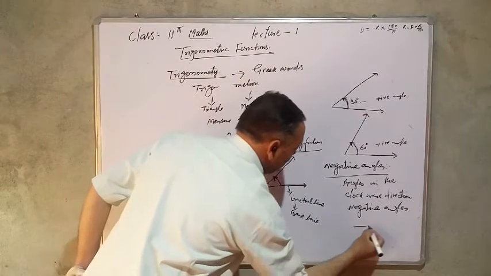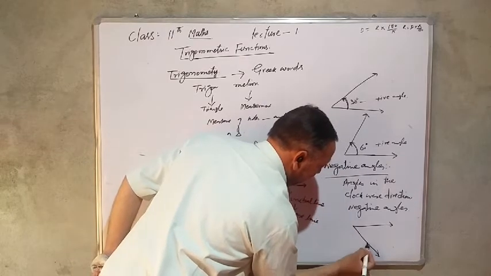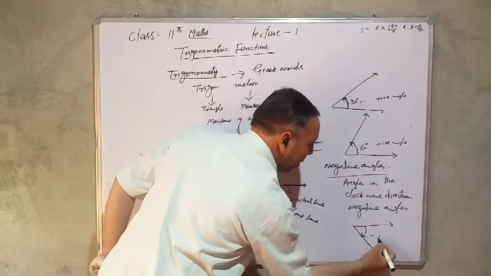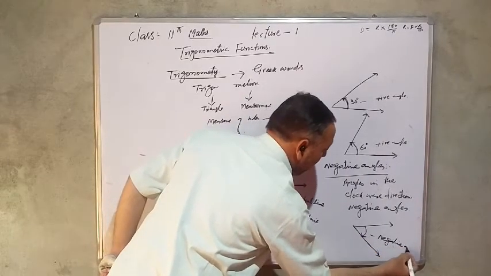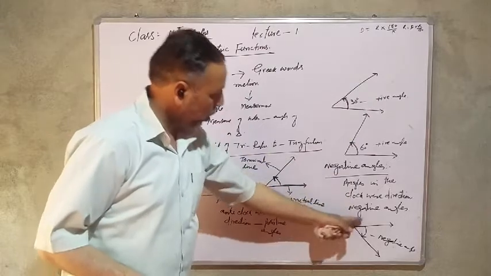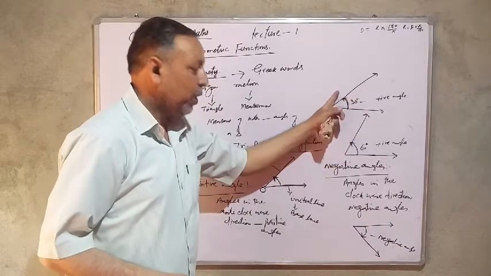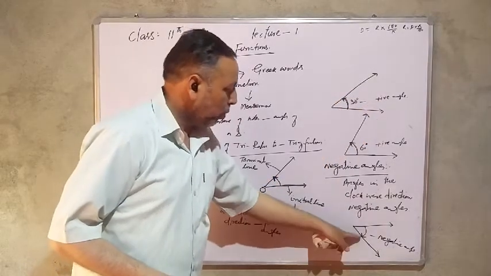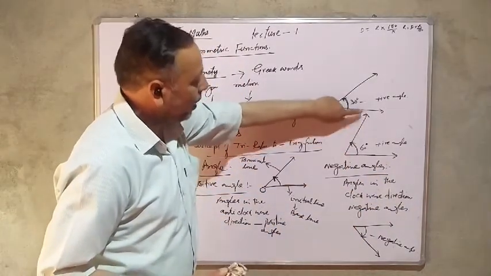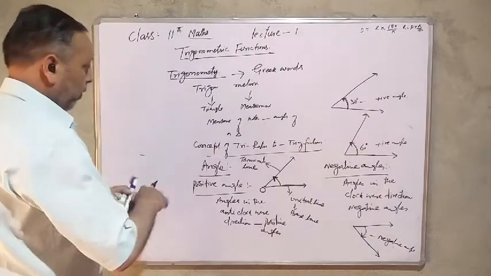Take the baseline, this is the baseline, and this is the terminal line. This angle is in the clockwise direction, which means this is a negative angle. So an angle in the anti-clockwise direction will be a positive angle and an angle in the clockwise direction will be a negative angle. Simply remember: angles formed above the baseline are positive and angles formed below the baseline are negative. Pause the video and note it down.